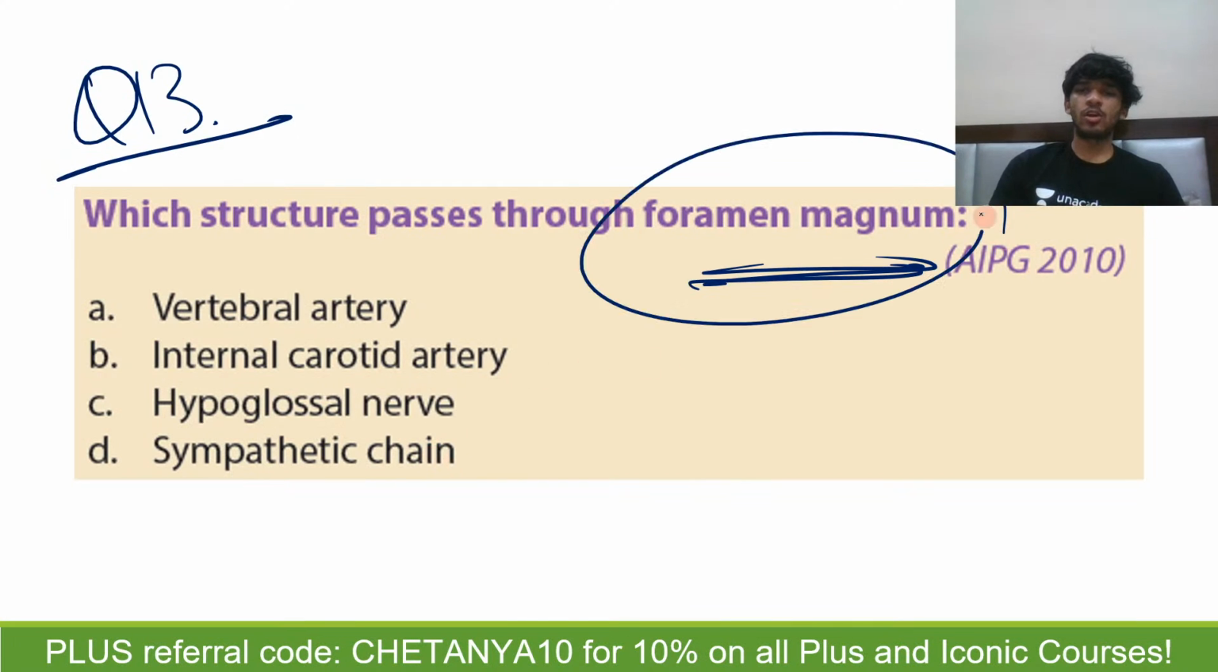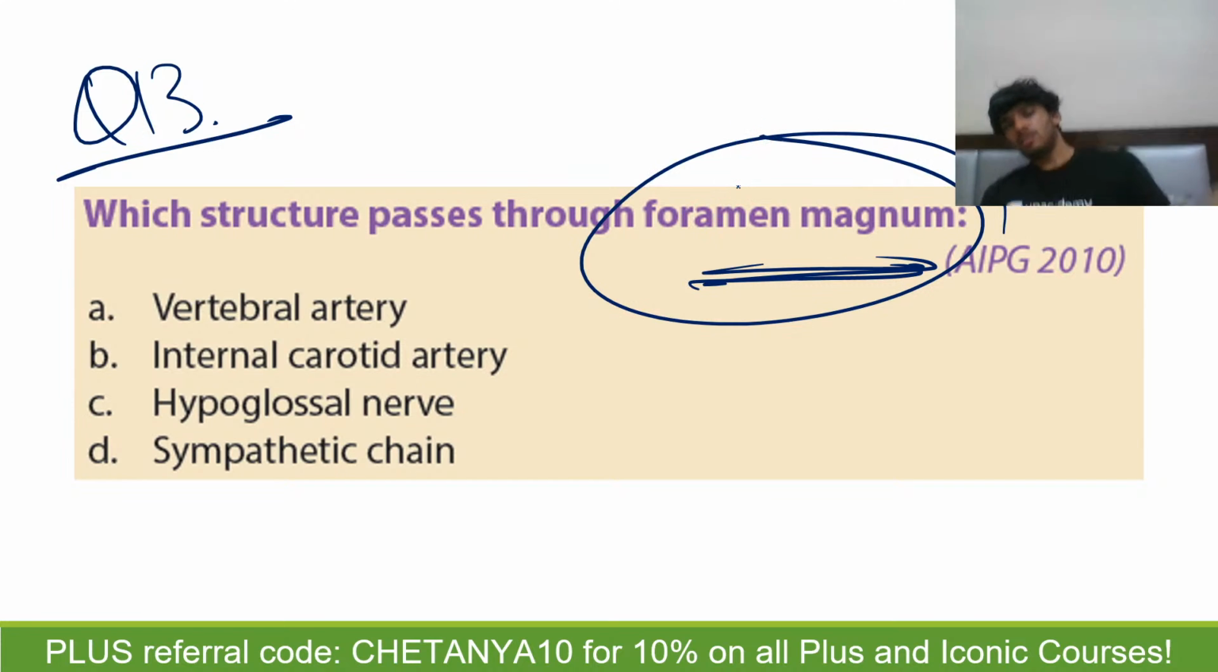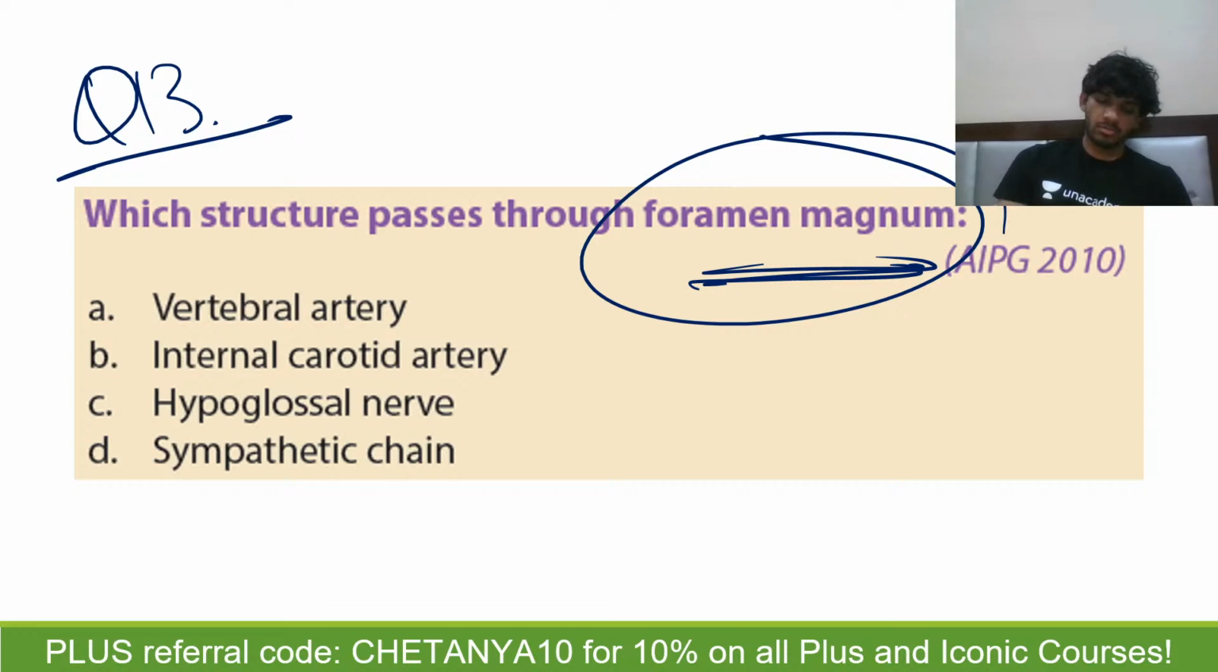Structures passing through the foramen magnum. Which structure passes through the foramen magnum? It is the largest foramen. You must know the contents of foramen magnum. Remember, I told you that the brainstem will obviously pass through it. Around the brainstem, you will have the meninges. So, brainstem, meninges, what else?